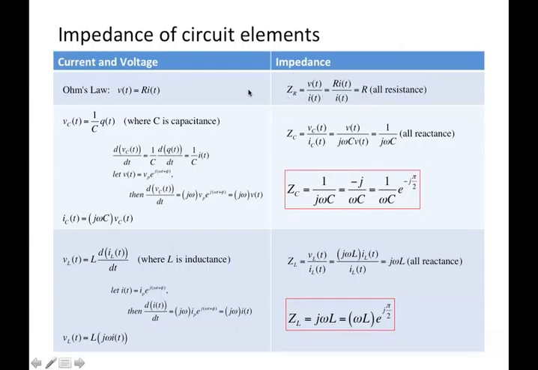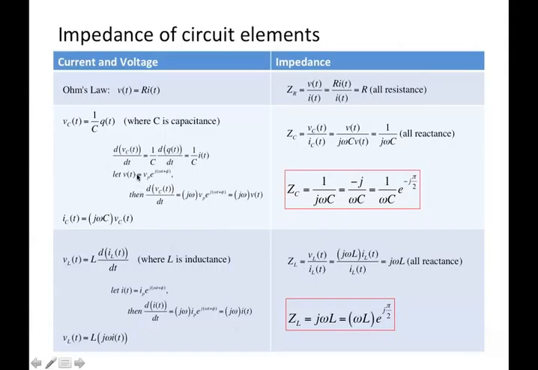So we're going to do the same kind of thing with the capacitor and with the inductor. Well, we can write down the governing relationship, the defining relationship for the capacitor: Vc equals 1 over C times the charge on the capacitor. We can do some differentiation with respect to time. We can let the voltage equal some oscillating function, which we know it's going to be, if that's the kind of signal we're going to put on it.